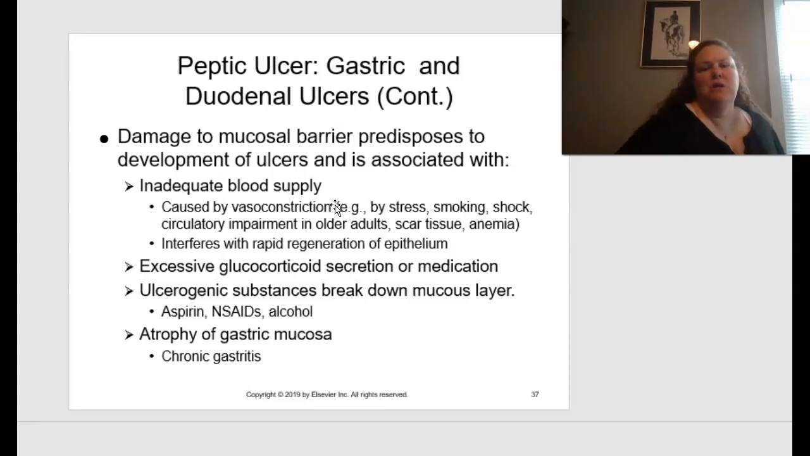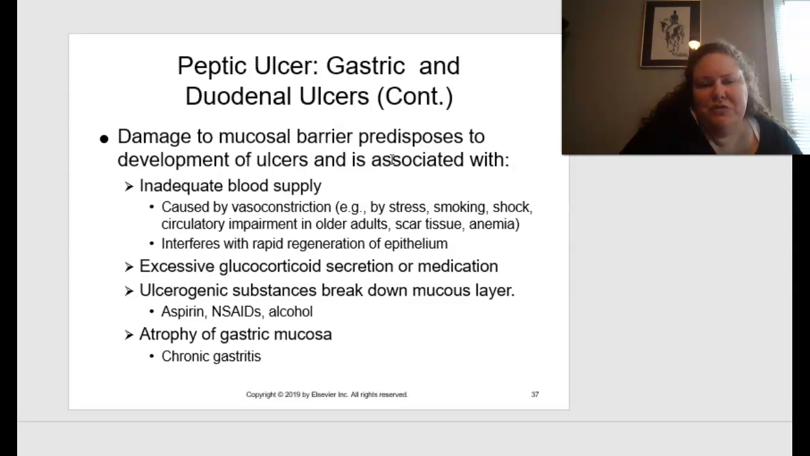Due to damage in the mucosal barrier, this is going to predispose those to development of ulcers, and it's also associated with inadequate blood supply, and this would be caused by vasoconstriction from stress, smoking, shock, circulatory impairment in older adults, scar tissue, and anemia. This is also going to interfere with rapid regeneration of the epithelial cells. This is caused by excessive glucocorticoid secretion or medication. Ulcerogenic substances can also break down that mucus layer, for instance, aspirin, NSAIDs, and alcohol, so that's why you don't do it on an empty stomach.